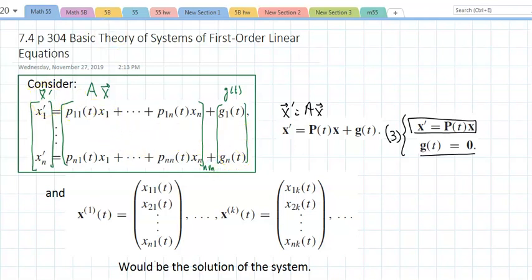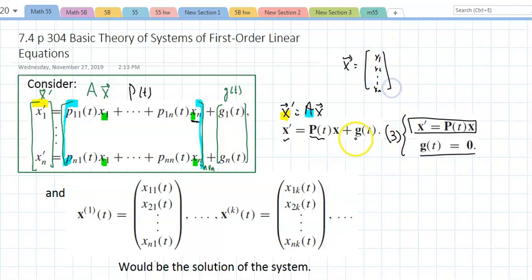I can write this, and the x's are really those x's. Now, if I write x prime equals, they call this P of t, a capital P for a matrix, multiplied by x, and x, of course, is x1, x2, all the way through x sub n, plus g of t, and it's right there. If g of t happens to be 0, this is homogeneous. So this is just an introduction to how they do things using linear algebra.